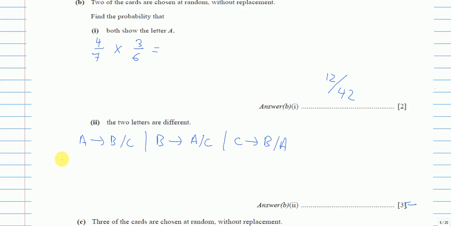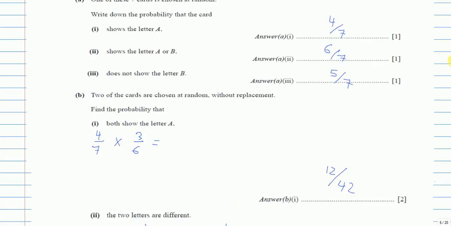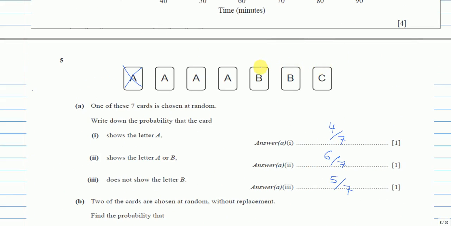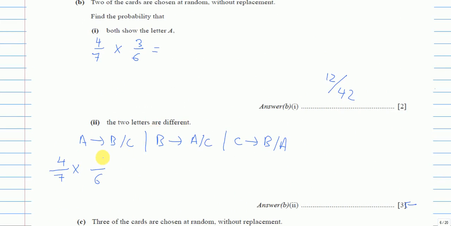The first one is A, which we already know is 4 out of the whole 7. Now the total will be decreased. Why? Because they are not replacing the card. Now what is the chance that it is either B or C out of the 6? So B or C, it's 1 2 3. This is the only chance, so it's 3 over 6.